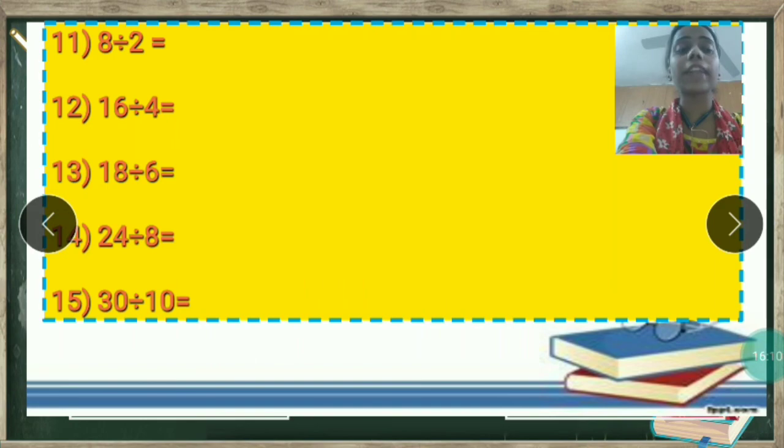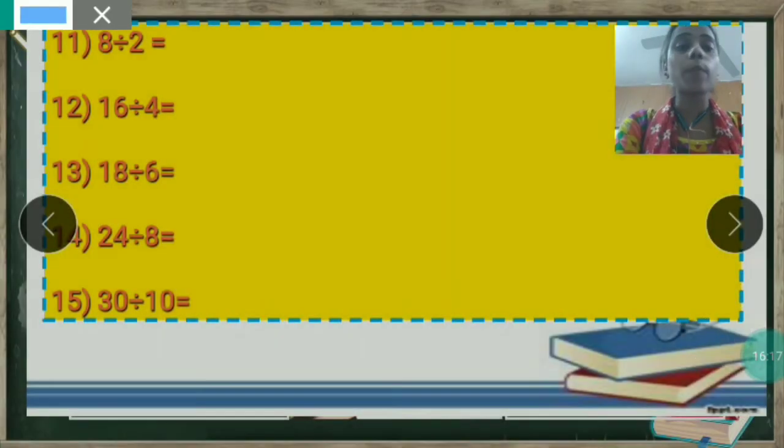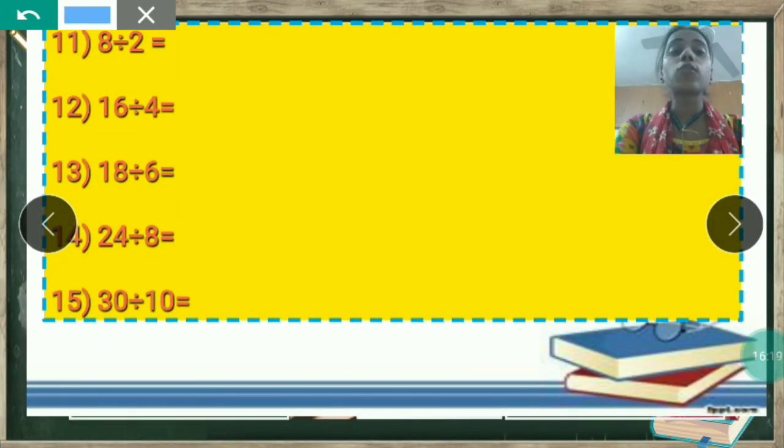Here we have to divide and we have to write the value in Roman. So, let's solve these division questions and give your answer in Roman. So, students, 8 divided by 2, how much will come? 2 fours are 8. How many times? 4 times. So, what will I write here? I will write 4 in Roman.